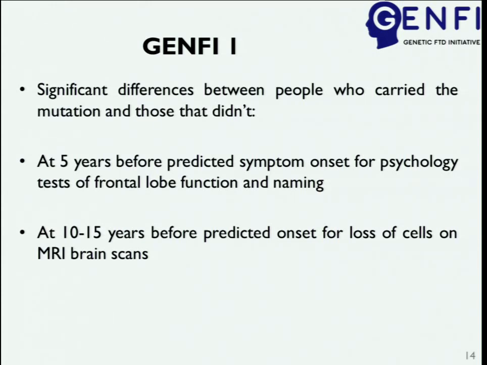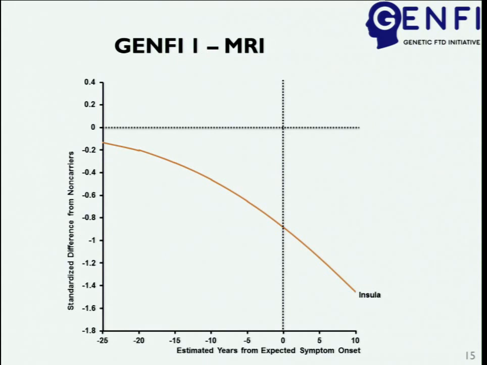And actually, what we see is that the onset for loss of cells, so the onset for atrophy, appears to be about 10 to 15 years before symptom onset. So very subtle changes in the brain, but nonetheless, we're seeing changes 10 to 15 years before people are predicted to develop symptoms. And I'll show you this in a series of graphs.